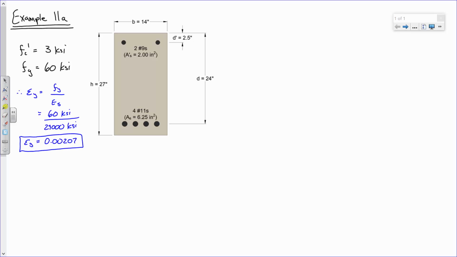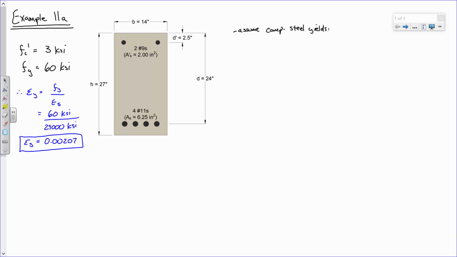So let's do some analysis. Now, this is how we're going to do this. We're going to start off, we're going to assume that the compression steel yields. Okay, that's the easiest thing to do right off the bat, and hopefully the compression steel yields because it makes the analysis a lot easier. So we're going to start off assuming that it yields, and we're going to see whether or not that assumption is correct.